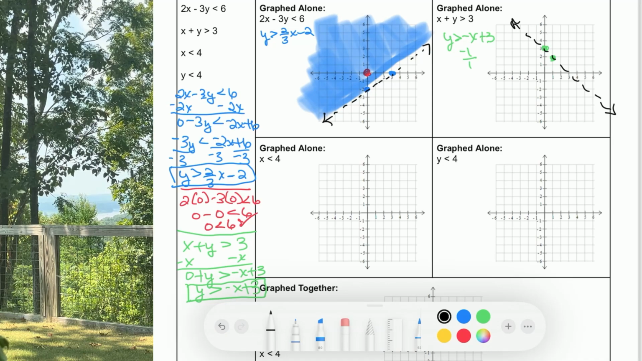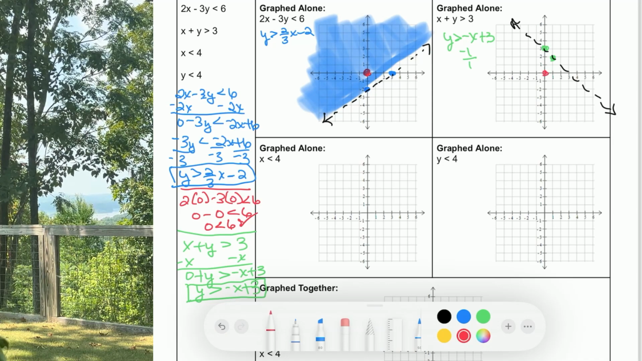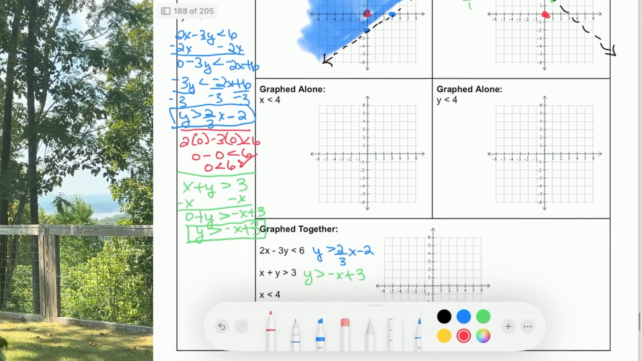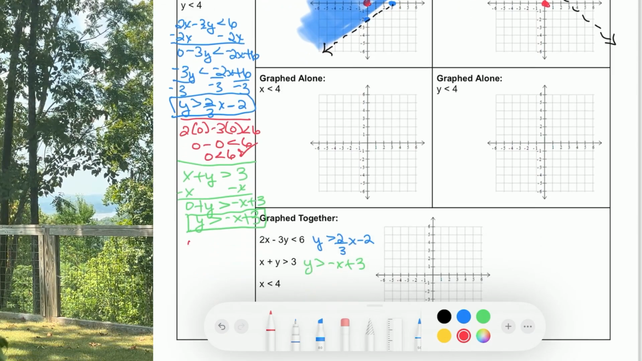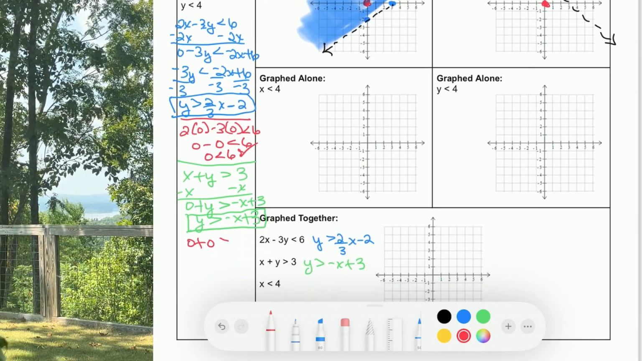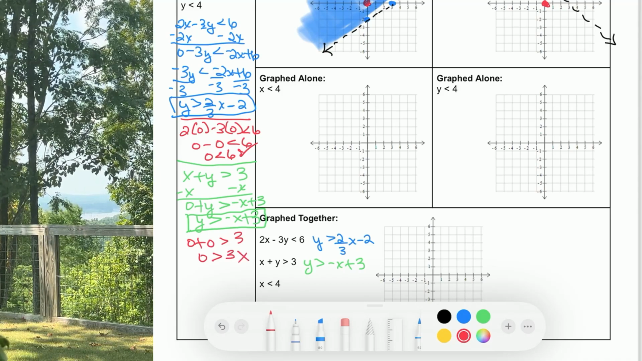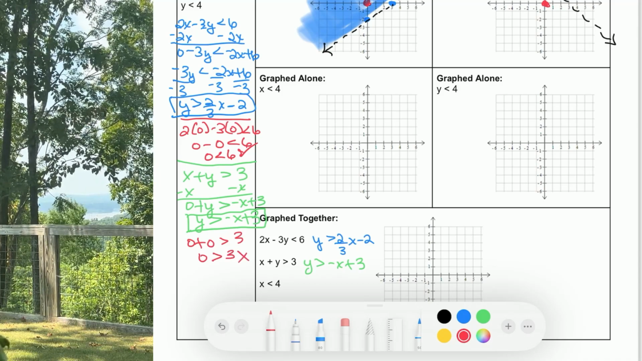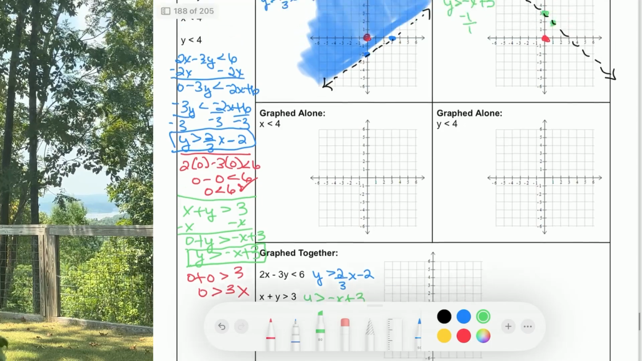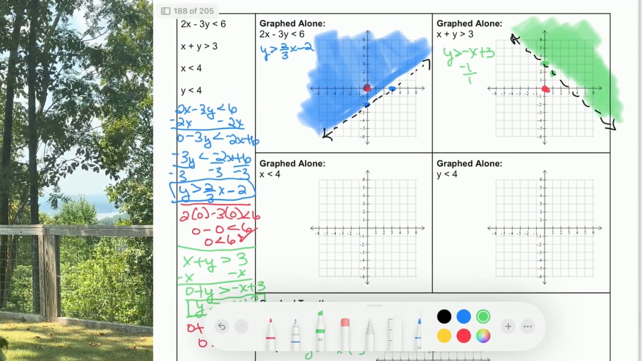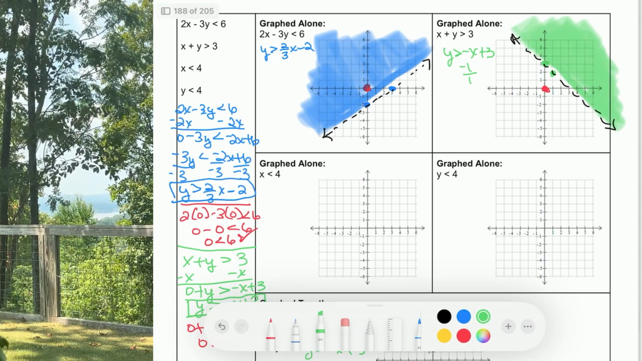And then I'm going to use my origin again to find my shading. So let's see here. Let me scroll up a little bit so I can actually do the work. So 0 plus 0 is greater than 3. 0 greater than 3. No, 0 is not greater than 3. So my shading is going to be on the other side of my graph here.